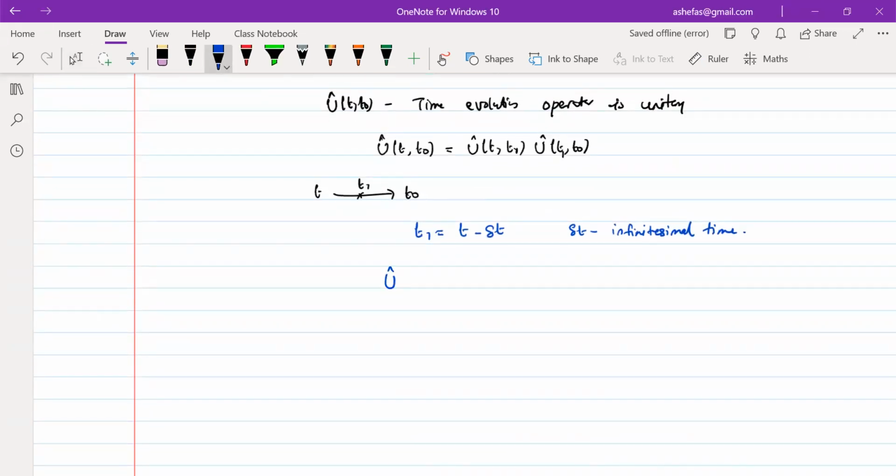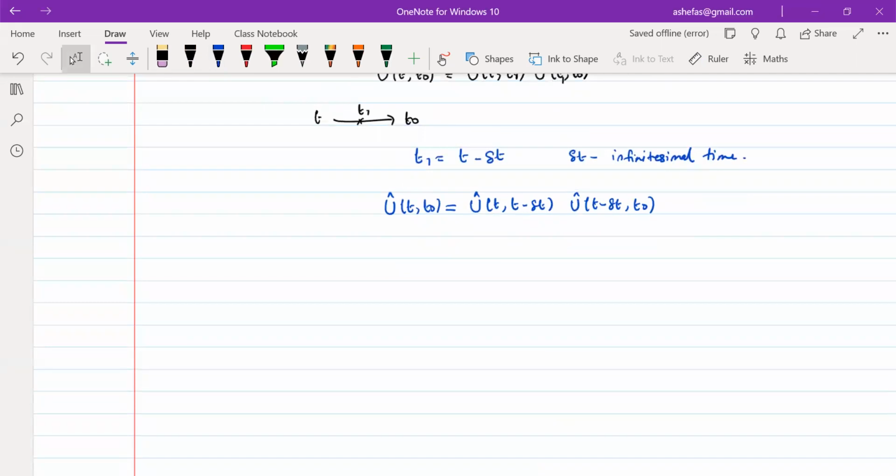And hence U(t,t0) can be written as U(t,t minus delta t) U(t minus delta t,t0). Now this one is a finite transition in time, t0 to t. This one is an infinitesimal transition. So this U(t,t minus delta t) we can call an infinitesimal unitary operator.